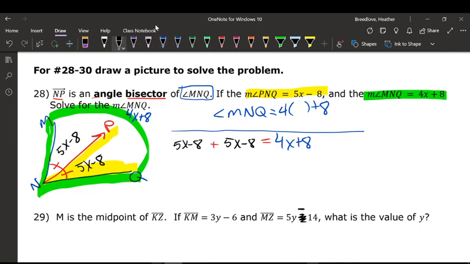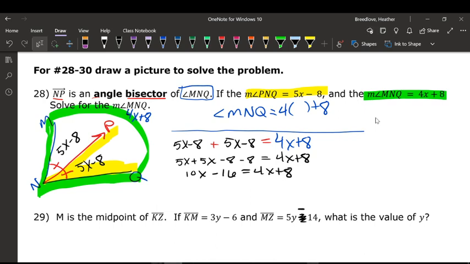And now I can combine like terms because I have 5x and 5x, and they're on the same side. So it's 5x plus 5x minus 8 minus 8. So I'm just rearranging. All I did was rearrange that. So it looks more obvious that I want to put them together now because 5x plus 5x is 10x. And then negative 8 minus 8 is negative 16. And that equals 4x plus 8.